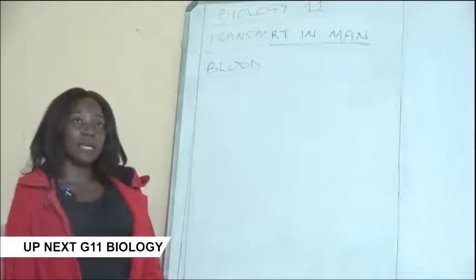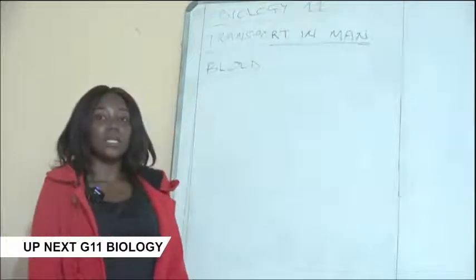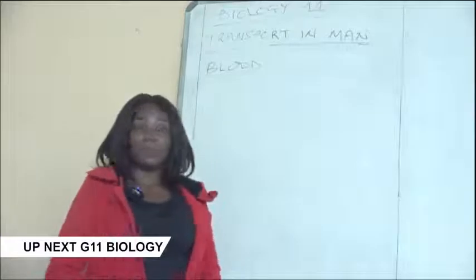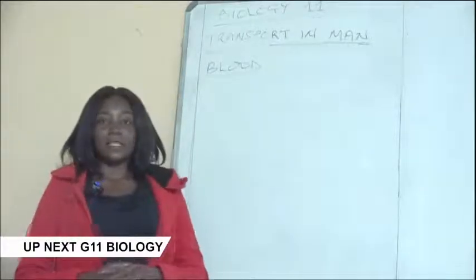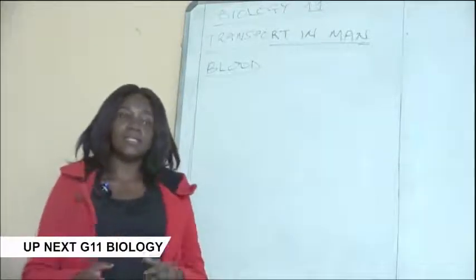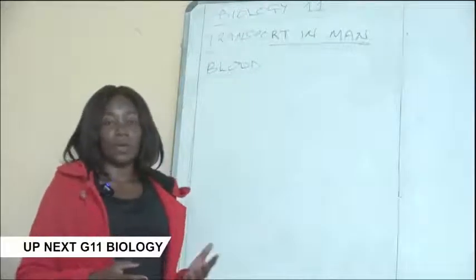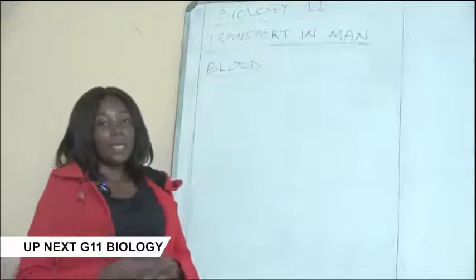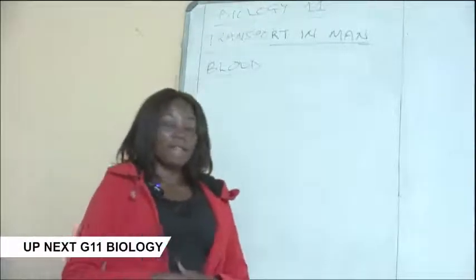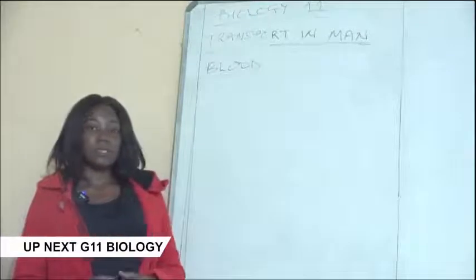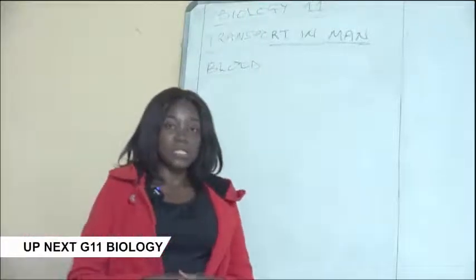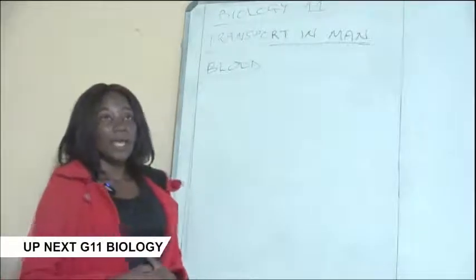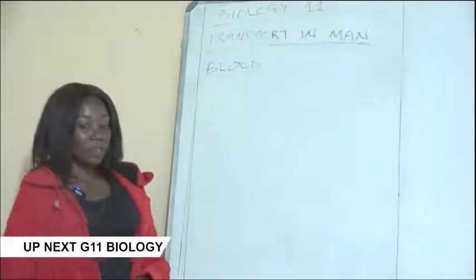So last time we started the topic transport in man, and we said there are two transport systems. We explained that a transport system is a system of movement of a substance from one site in the body to another, or from one position or place to another. And we said that in man and other mammals, there are two types of transport systems: a blood circulatory system and a lymphatic system. So we said we'll start with the blood circulatory system.